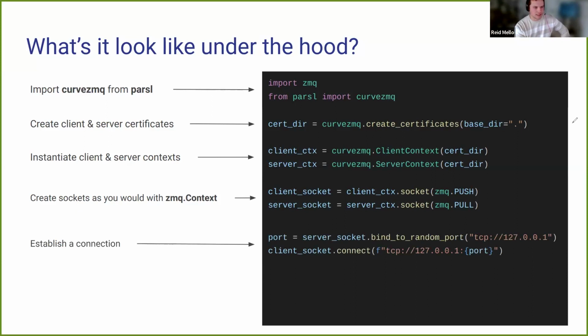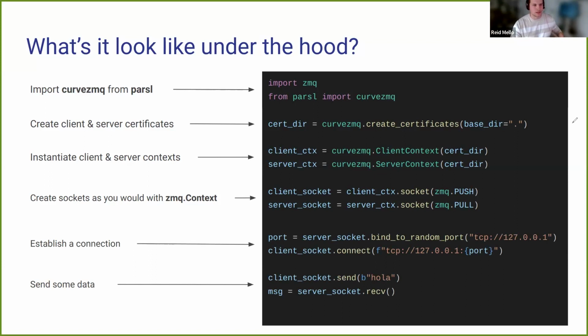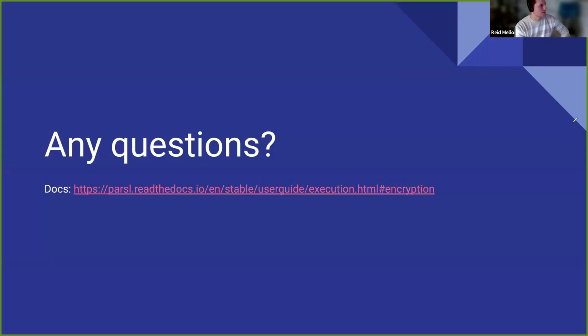And then I'm just showing an example connection that can be established, and then we can send some data. So that's the general flow, at a high level, of how the code looks between the different objects in Parsl. Okay, I just have a link to the docs here, and I'll take any questions anyone has.